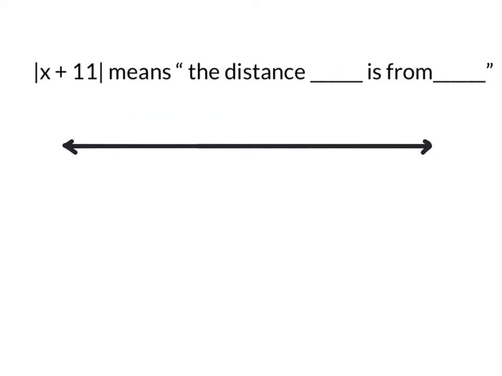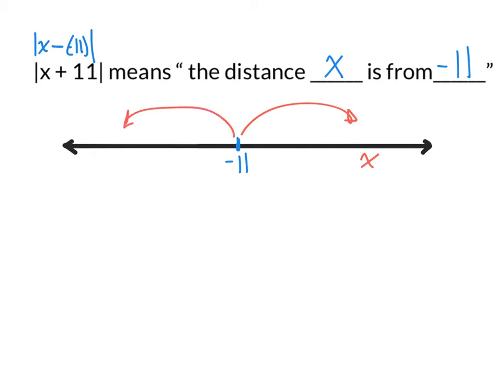Let's try one more. When we have absolute value of x plus 11, that's going to mean the distance between two things. But remember, we found distance using subtraction, and here we have addition. So it's important to rethink of this absolute value as a subtraction problem. And what we're subtracting is negative 11. So that would be the distance between x and negative 11. So we think about finding negative 11, and we would go a certain distance to find our x. Right? So x is either over here or it's over here.